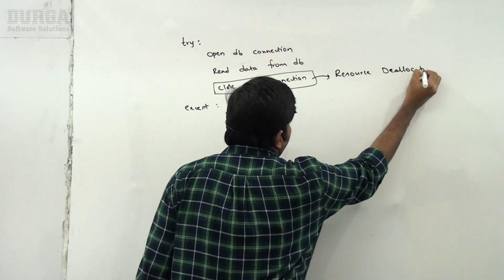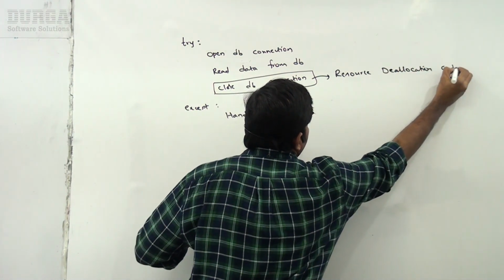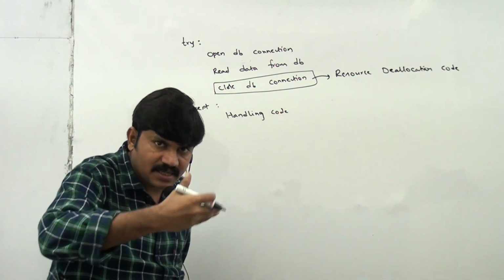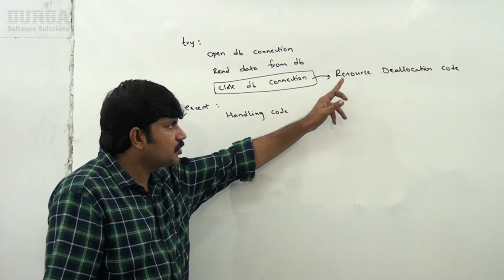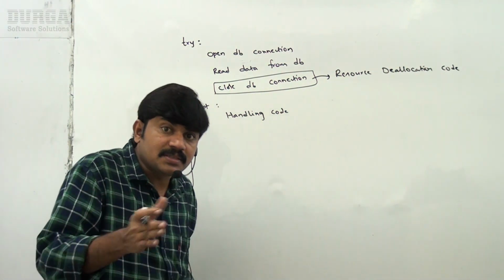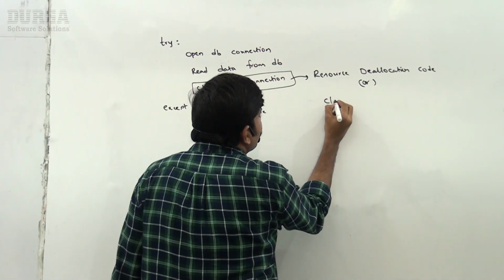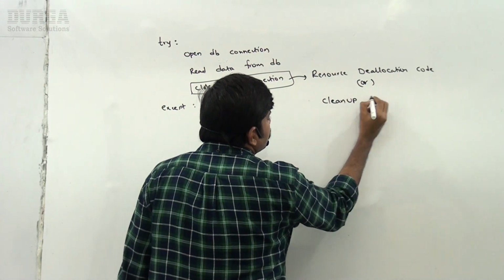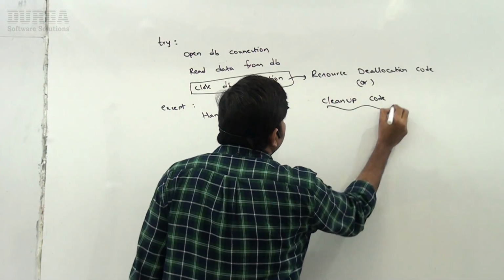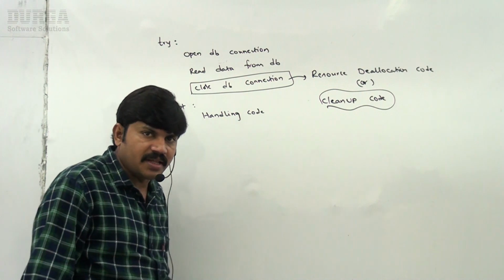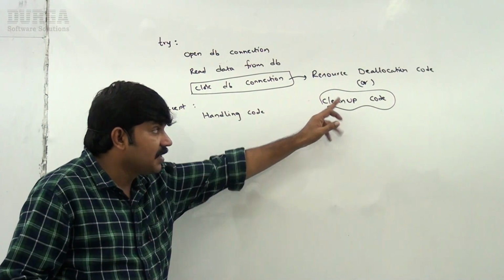Closing the database connection, this code is called resource deallocation code. Are you getting what this code is, sir? Resource deallocation: we are releasing the resources. Sometimes we can use the word cleanup code. Remember this one. This code is also known as cleanup code, right? Resource deallocation code or cleanup code.